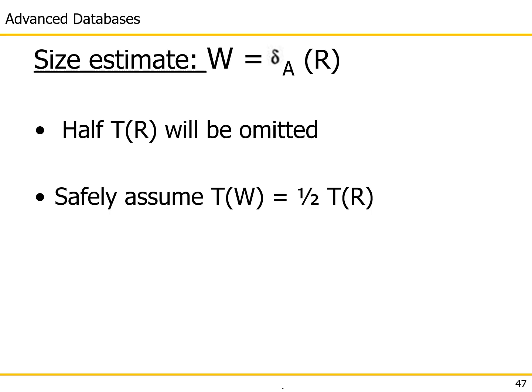So on average, half will be omitted. That's the rationale here. Again, remember, this is an estimate. So on average, half will be the size of my result set, between the 0 case and all the number of rows, it's going to be half. And this will be our estimate.